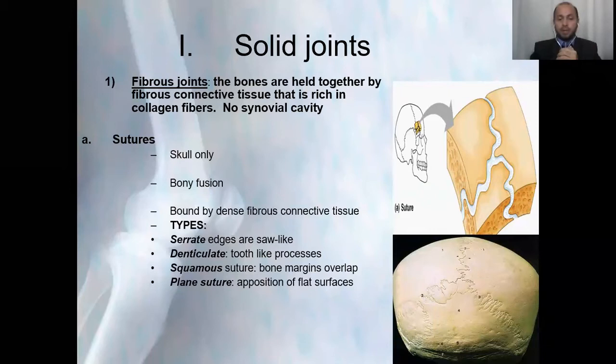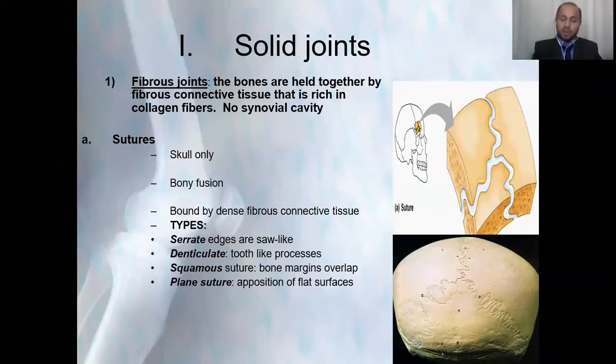Squamous and the plane suture. In the squamous suture, two bones of the skull overlap together to form the joint which we call the squamous joint. And in the plane suture, flat surfaces of the bones meet together to form the plane sutural joint.